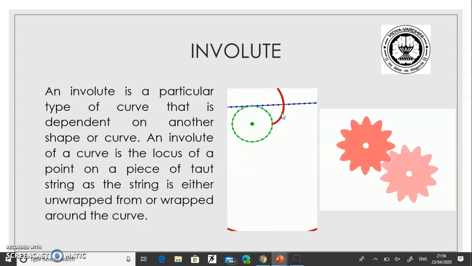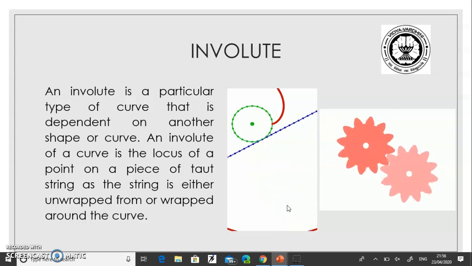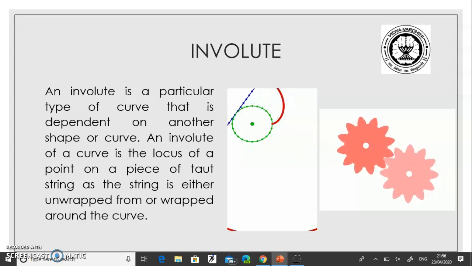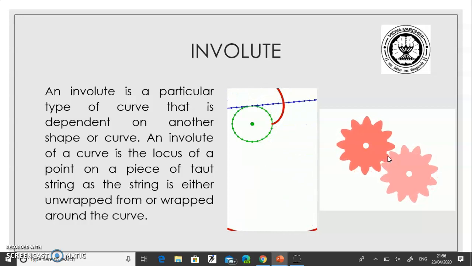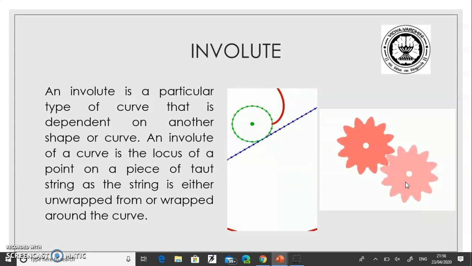So let us look at this curve. It is following like this, and it will be creating a curve called an involute. Where is the application of this involute? You can see that the gears are meshing perfectly with one another because of the involute shape of the gear tooth. This is called an involute gear tooth profile.